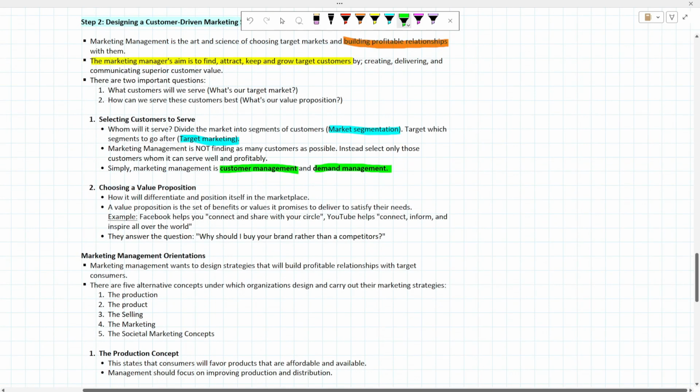So two, choosing a value proposition: how it will differentiate and position itself in the marketplace. A value proposition is the set of benefits or values it promises to deliver to satisfy their needs. An example of this is Facebook helps you connect and share with your circle. Let's look at YouTube, where YouTube helps you connect, inform, and inspire all over the world. The difference between the two is Facebook connects with your circle, with your friends, families, cousins, and everything. But YouTube is really for the world to see. There's no bubble in YouTube. So the answer to the question: why should I buy your brand rather than the competitors?